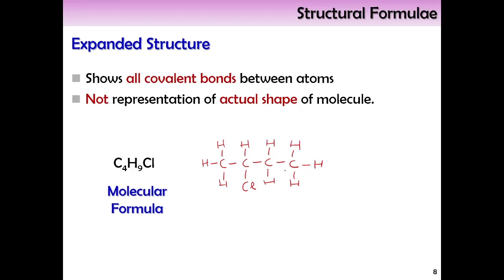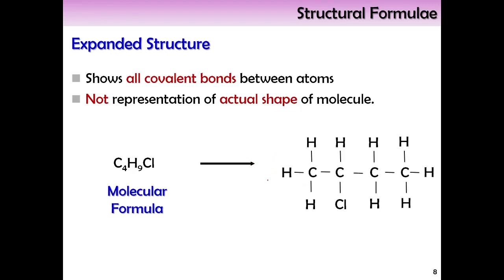So this is expanded structure. Why is this expanded structure? Because it shows all the covalent bonding. Carbon attached to hydrogen, hydrogen attached to carbon. It shows all the covalent bonding. So let's see the actual answer. Okay, the same. So that is expanded structure.